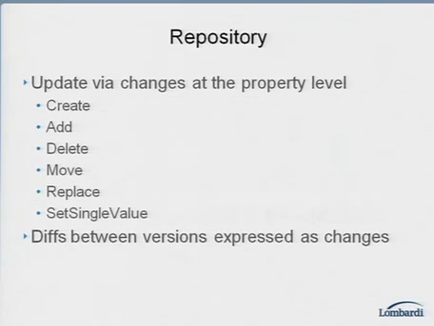Updates to the repository are done at that property level. So fundamentally, what you have to do is modify property value rows. You do things like, I want to add a new property value to this object. I want to create a new object. I want to move this property value from this object to this other object. And you create a list of property value changes you want to make, and you apply them atomically to create a new version on the server.